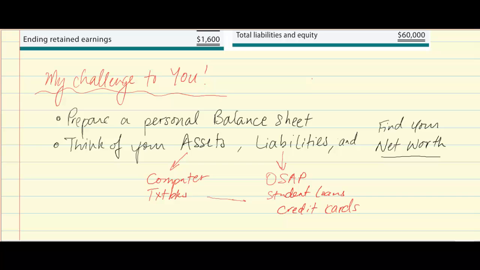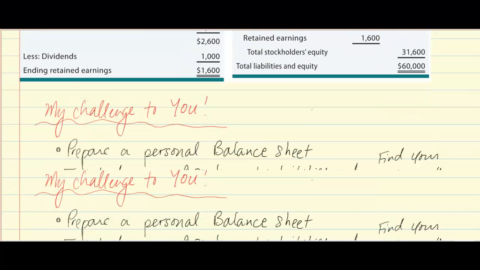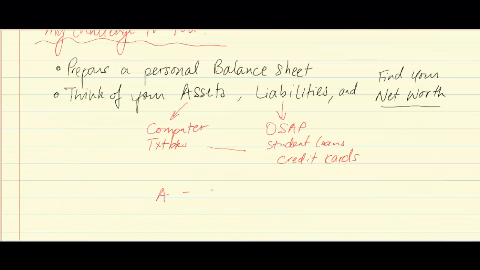And if you can find the difference between these two, because we know that assets equals liabilities plus owner's equity, if we just take this and put it on the other side, we know that assets minus liabilities will become your equity. So you're trying to find out your net worth, right, by subtracting these two. If it's a negative number, which is likely to be, because obviously you haven't earned income or anything like that. But if you do end up with a figure, I'm sure you'll be pleasantly surprised at what you can calculate. So that's my challenge to you, is to prepare a personal balance sheet and think of your assets, liabilities, and find your own net worth.